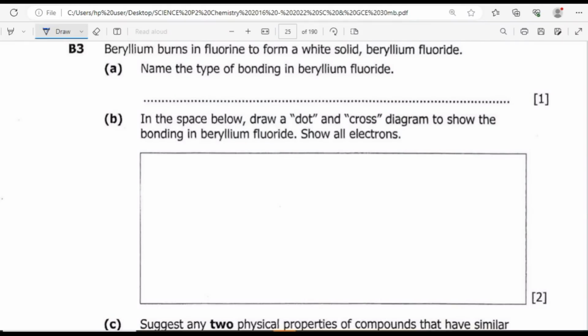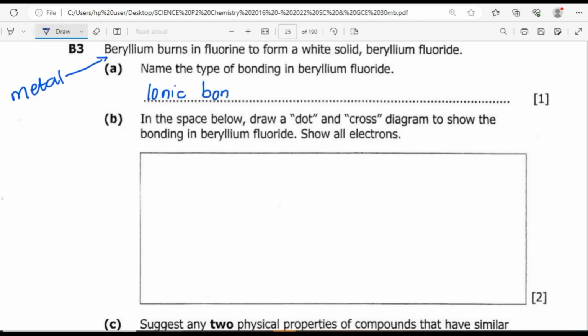Okay, so now we have another question. Beryllium burns in fluorine to form a white solid, beryllium fluoride. The first one, name the type of bonding in beryllium fluoride. So before you identify the type of bonding, let's first look at whether we have a metal or just non-metals. If you look at the periodic table, you'd find that beryllium is a metal, then fluorine is a non-metal from group 7. Now, since we are dealing with the bonding that exists between a metal and a non-metal, the name given to that bonding is ionic bonding.